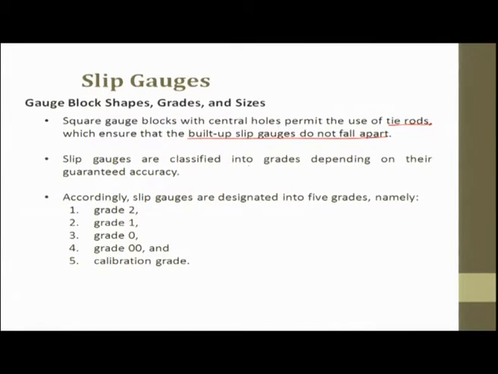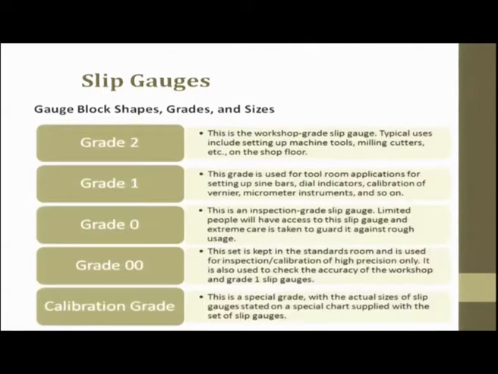The slip gauges are classified into grades depending on their guaranteed accuracy: grade 2, grade 1, grade 0, grade 00 and calibration grade are the 5 grades of slip gauges. Grade 2 is generally used in the workshop. Grade 1 is generally used in the tool room. Grade 0 is used in inspection grade slip gauges. Grade 00 is kept in the standards room and is used for inspection and calibration of high precision only. Calibration grade is a special grade where the actual size of the slip gauge is stated on a special chart supplied with the set of slip gauges.